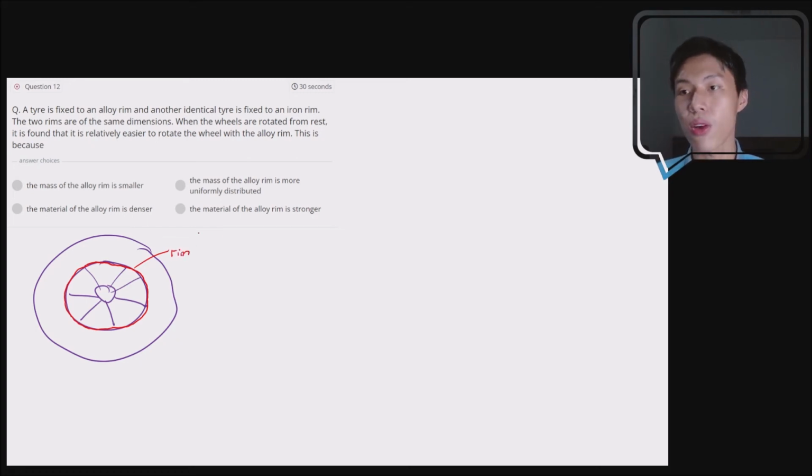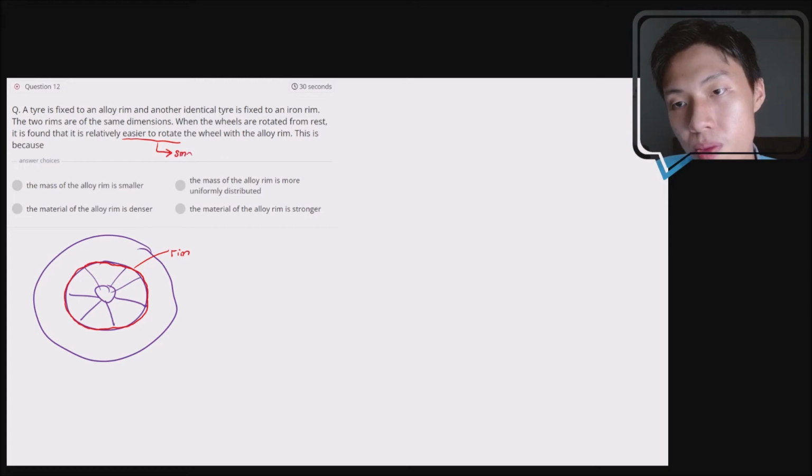Okay, so now they say that you have two rims, one is an alloy rim, one is an iron rim. The two rims have the same dimension, and now both of the rims are rotated from rest. He found that it is relatively easier to rotate the wheel with the alloy rim. If you see it's easier to rotate, means in a linear version it is easier to push. Easier to push means less mass, right? So easier to rotate means smaller moment of inertia.